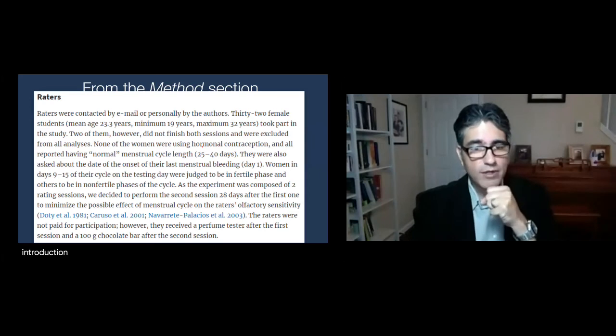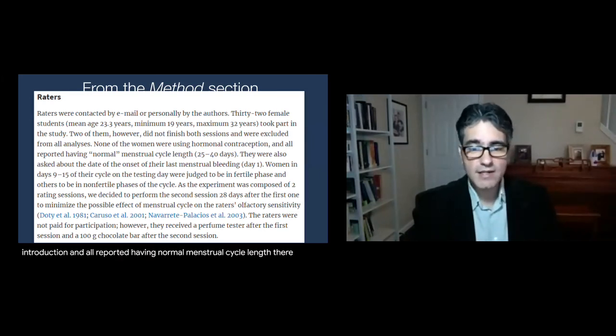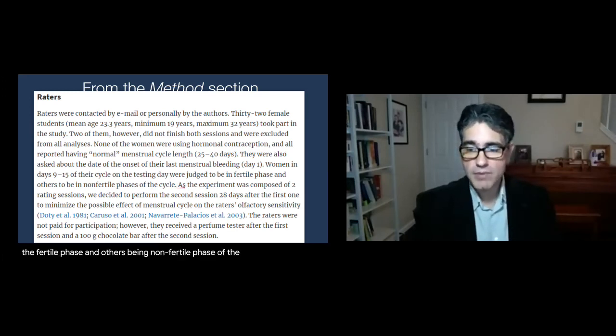And all reported having normal menstrual cycle length. They were also asked about the date of the onset of their last menstrual bleeding, day 1. Women in days 9 to 15 of their cycle on the testing day were judged to be in the fertile phase and others to be in the non-fertile phase of the cycle. As the experiment was composed of 2 rating sessions, we decided to perform the second session 28 days after the first one to minimize the possible effect of menstrual cycling. So notice 2 things here.